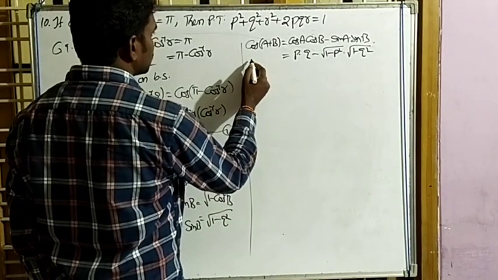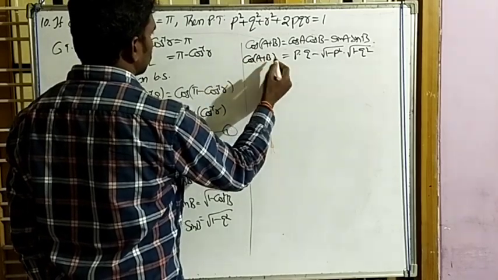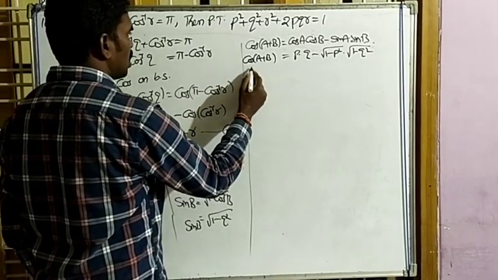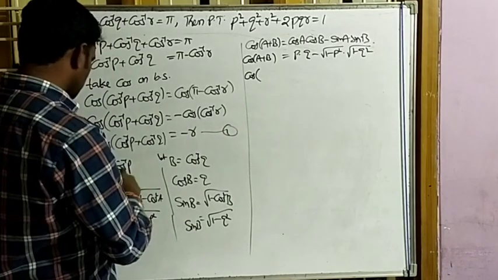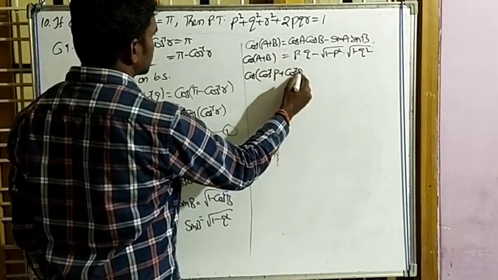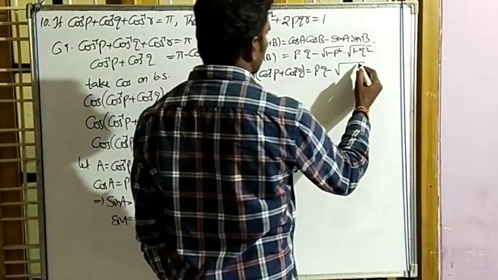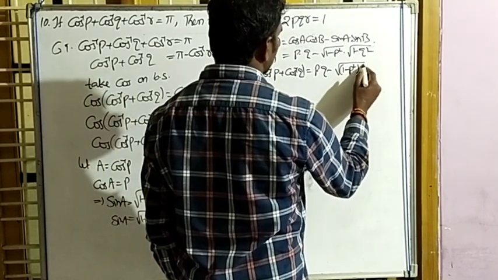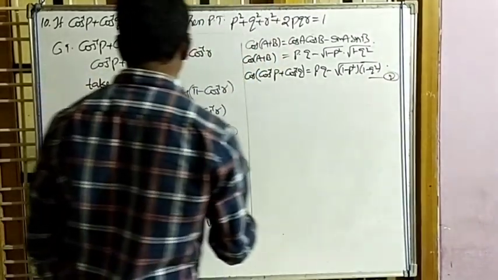Okay. cos(a + b) equal to... So cos a means a = cos inverse p, and b means b = cos inverse q, is equal to pq minus root of (1 minus p square) into (1 minus q square). This is equation 2, and that was equation 1.